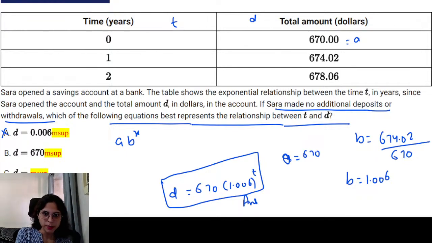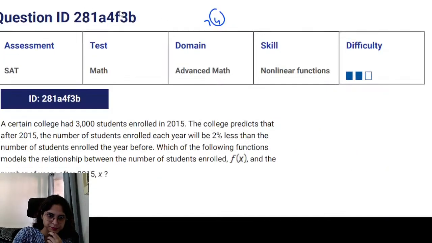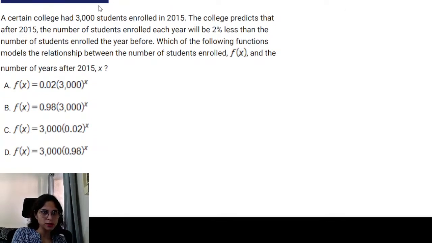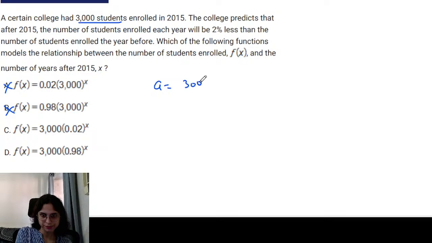Now the next question is question number 74. That will be on page number 75. Here also you have to find the equation. A certain college had 3,000 students enrolled. So your initial value is 3,000. So this is gone, this is gone. Your A value is 3,000. A times B to the power x.